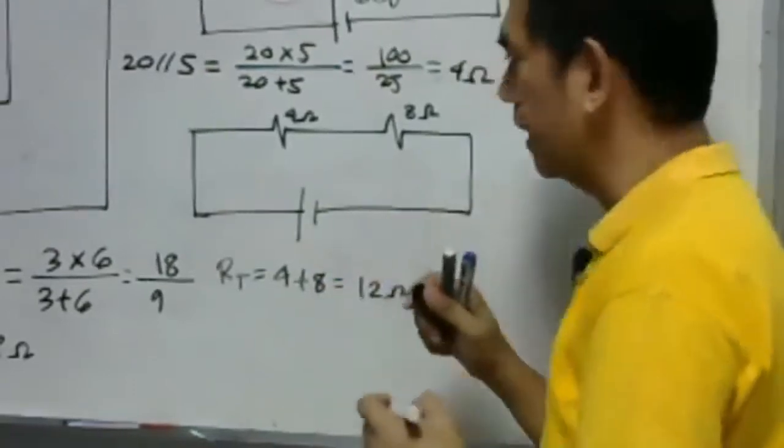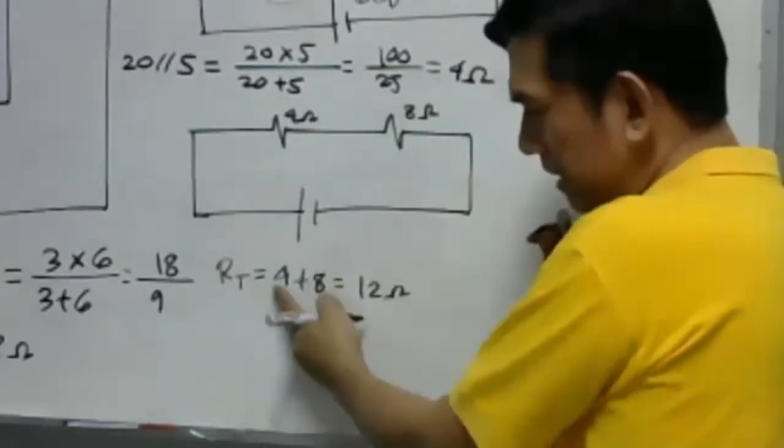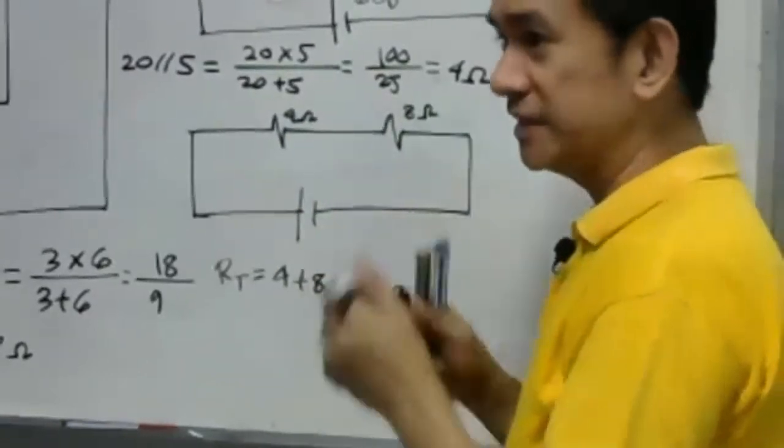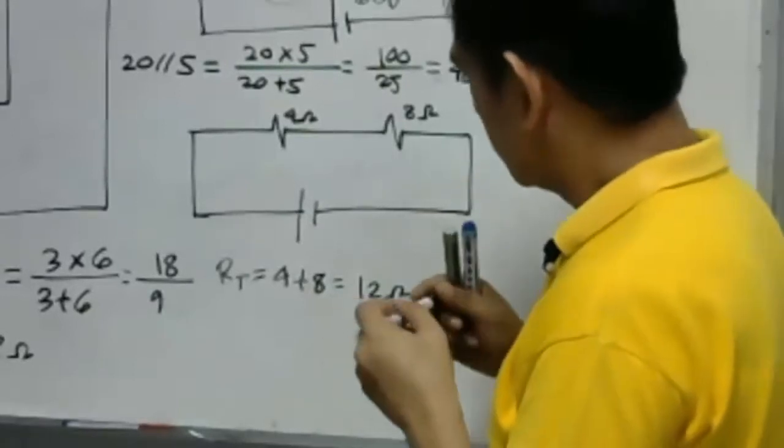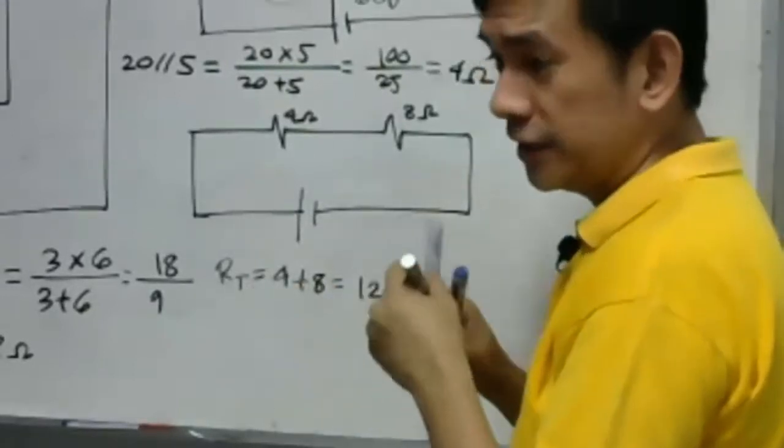Okay? So, nakaseries silang dalawa. Ipa-plus lang natin, di ba? So we have here 12 ohm resistance. Okay, so this is our total resistance.